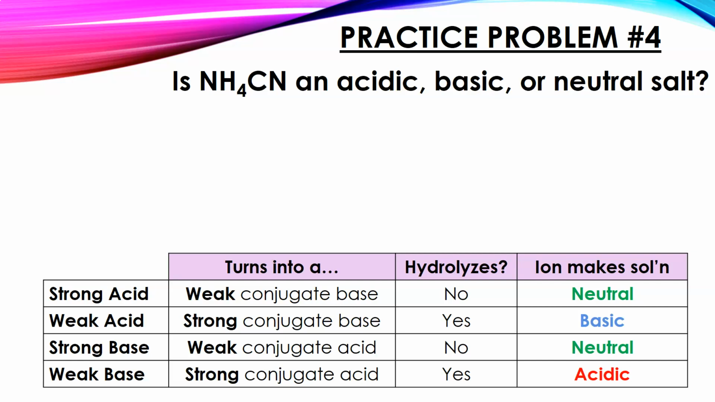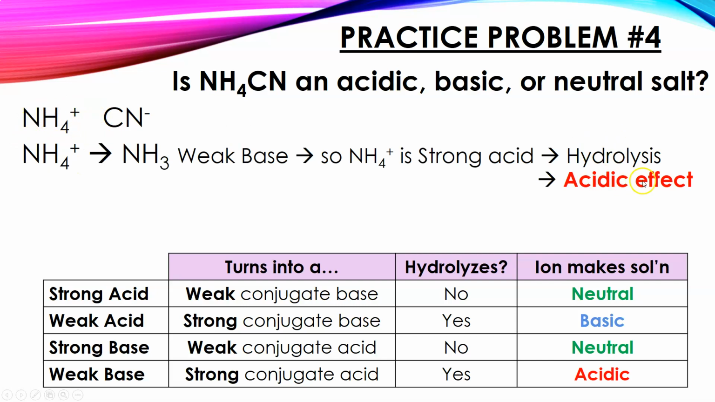All right, well, these are the ions that we have. We just learned that this started out as ammonia, right? Which was weak, which makes this strong. It would like to have an acidic effect. It would like to hydrolyze. This is the cyanide ion.